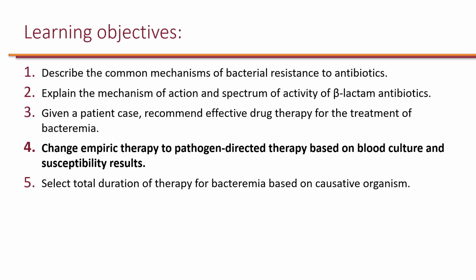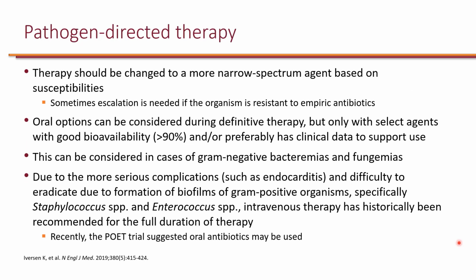Now, let's change empiric therapy to pathogen-directed therapy based on blood culture and susceptibility results. When susceptibility results become available, therapy must be changed to a more narrow spectrum agent based on those results. Now, occasionally, escalation is needed if the organism is resistant to what we were using as empiric therapy.